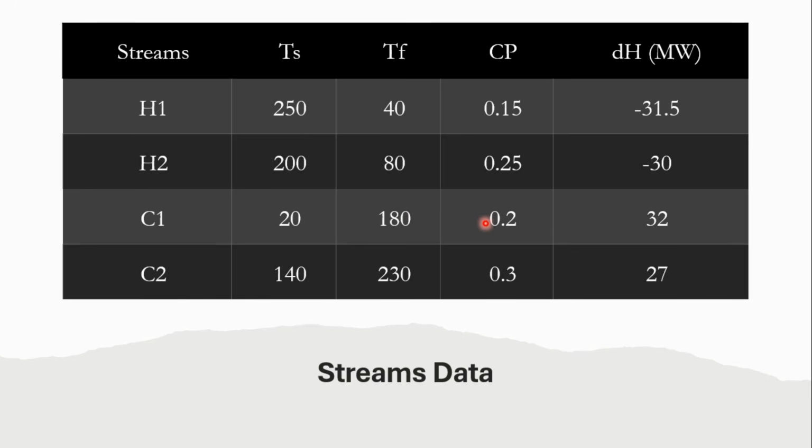For the cold streams, the first cold stream is from 20 to 180 degrees centigrade. The value of Cp is 0.2 and the delta H is 32 megawatt. For C2, it is from 140 to 230 degrees centigrade with a Cp of 0.3 and the delta H is 27 megawatt. So our first thing was that we needed our data, which we have got. Everything starts with correct streams data. If this is wrong, your entire heat exchanger network will be wrong. So we will now move to Aspen Energy Analyzer and we will see how we can add our data and do our stream splitting and heat exchanger network design.